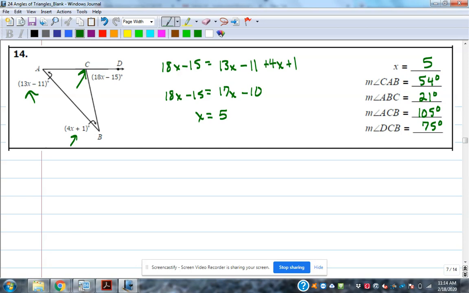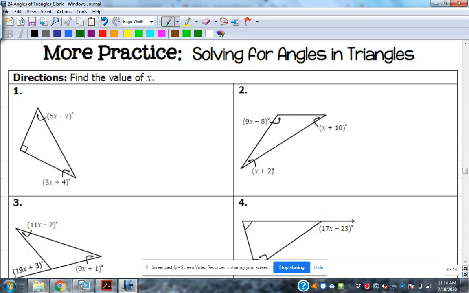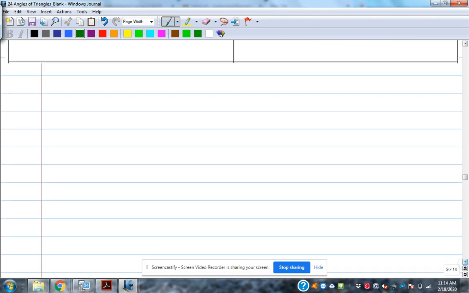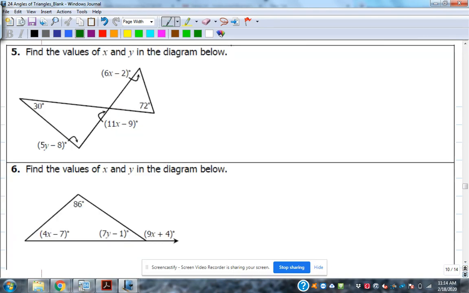Okay, let's look at, let's see, 15. Same kind of problem. We're not going to do it. The next little page is just extra practice there. Let's skip down to number 5 on that page. We're going to find the values of x and y. Numbers 1 through 4 are just the same kind of stuff that we've been doing. Number 5's got a little bit more stuff going on. Find the values of x and y in the diagram. That's all we have to do. We don't have to find angle measurements here. Just the x and y.